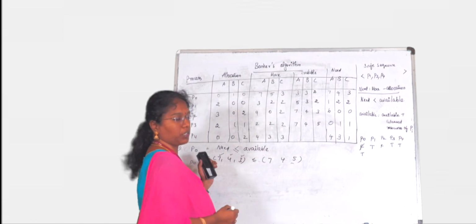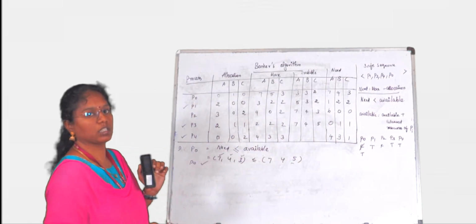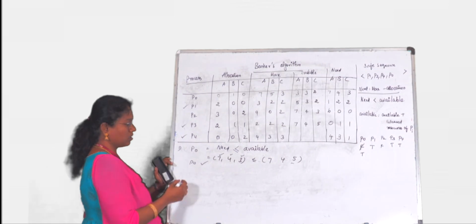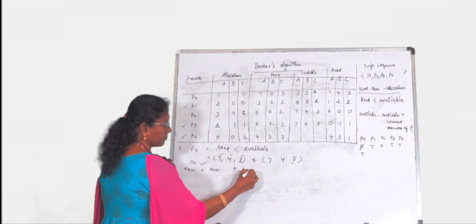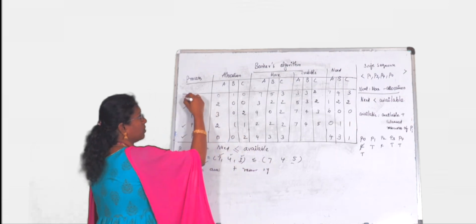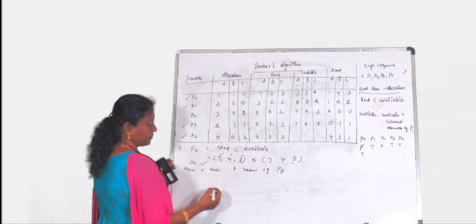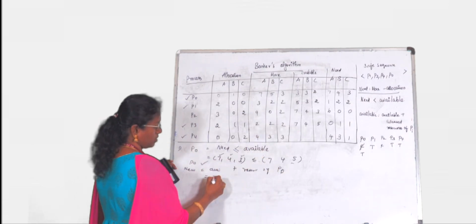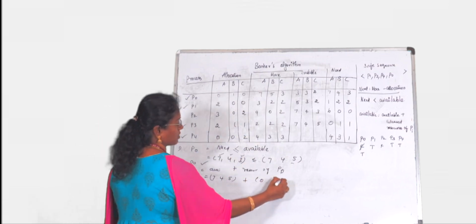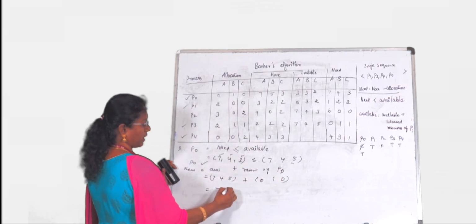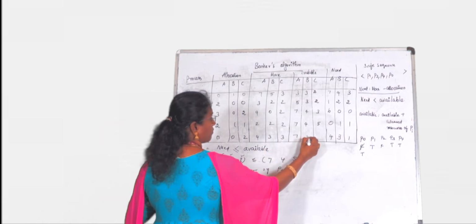It has been executed. Now P0 enters into the safe state. That is the safe sequence. You write P0 next in the safe sequence. So now you find out the newly available resource. P0 is executed, so it will release its resources. Available equals 7, 4, 5 plus the P0 resource 0, 1, 0. You find 7, 5, 5. This is now the newly available resources: 7, 5, 5.